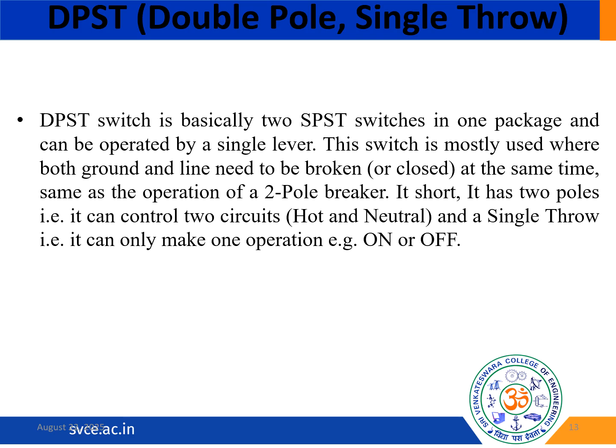Considering the unified operation, in dual line systems it ensures synchronized switching. This synchronized switching makes it ideal for isolation, or it can be used for energizing dual line systems. This switch is mostly used where both ground and line need to be broken at the same time. In short, it has two poles and can control two circuits, which we can say are hot and neutral. And a single throw means it can make one operation, either on or off.